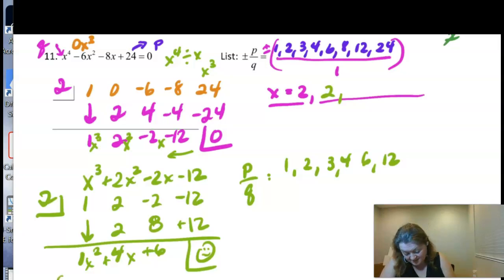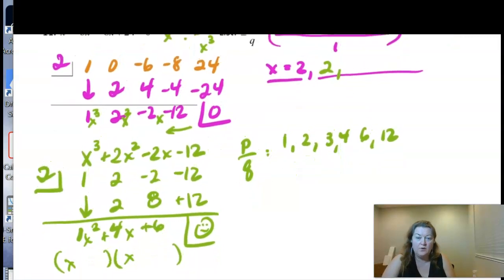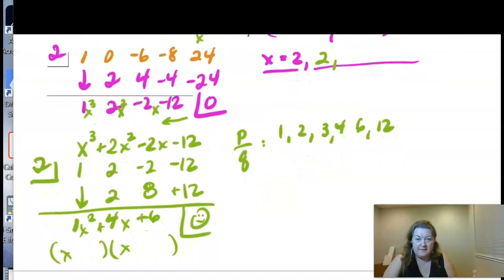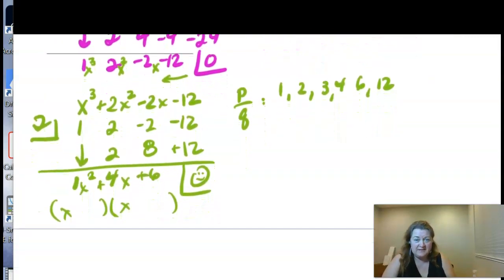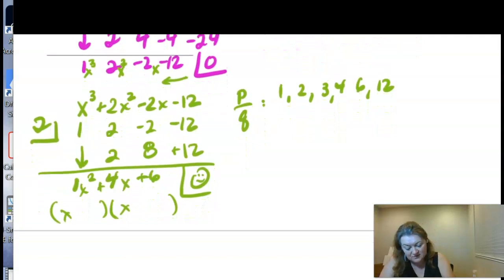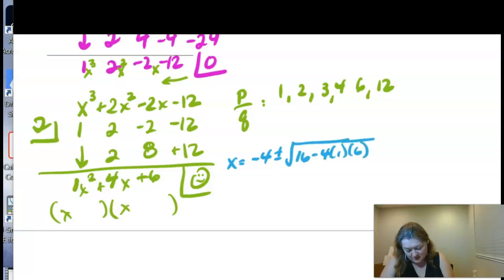Does this factor? Do 2 numbers multiply to make 6 and add to make 4? 1s and 6s won't work. 2s and 3s won't work. So I'm out of ways to do that, but I do have an x squared, which means, dun dun dun, I can use the quadratic formula. So here we go with the quadratic formula again. X equals negative 4 plus or minus the square root of b squared, which is 16, minus 4 times 1 times 6, all over 2a.